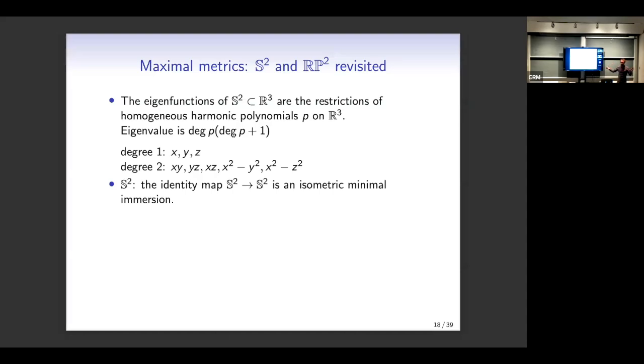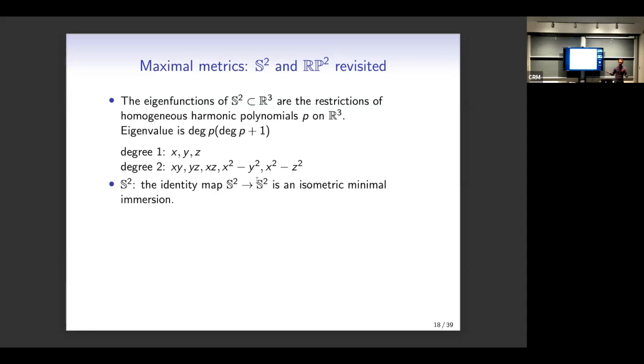So what is the first eigenspace for RP2? The best way to look at it is that you look at S2 as a double cover of RP2 under the antipodal map. And so any eigenfunction on RP2 can be lifted to an eigenfunction on S2, but it will also be invariant under the antipodal map. So the eigenfunctions on RP2 are eigenfunctions on S2 which are invariant under the antipodal map, right? The antipodal map changes the sign of x, y, and z. If a polynomial has even degree, then it's invariant. If it's odd degree, it's not invariant. So this degree two space is the first eigenspace for RP2.